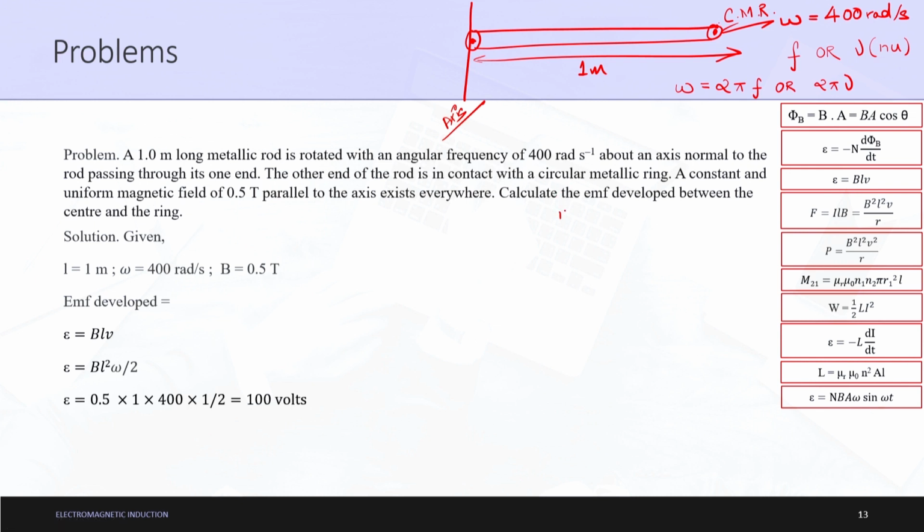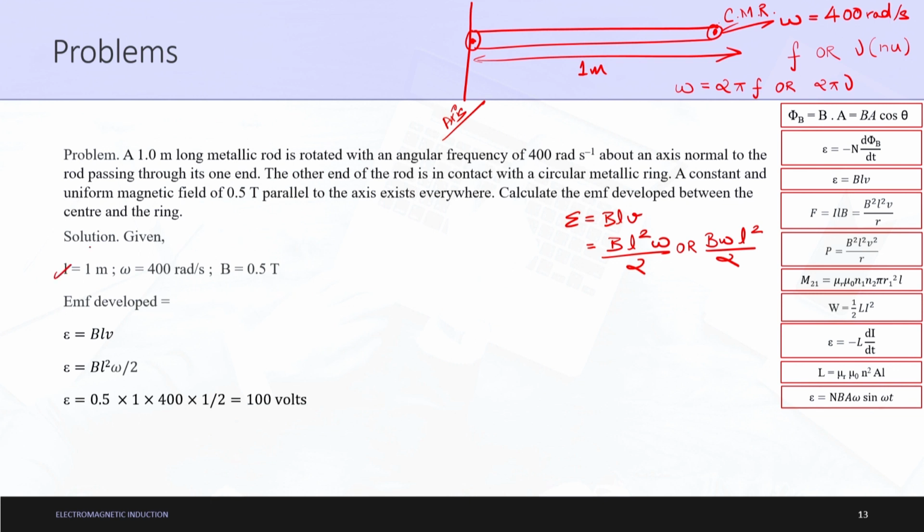B into L into V, sorry, not dV, B into L into V. Or if you are talking about a circular metallic ring, then it will be equal to B omega L square by 2, which we derived in the subsequent slides of motional electromotive force.